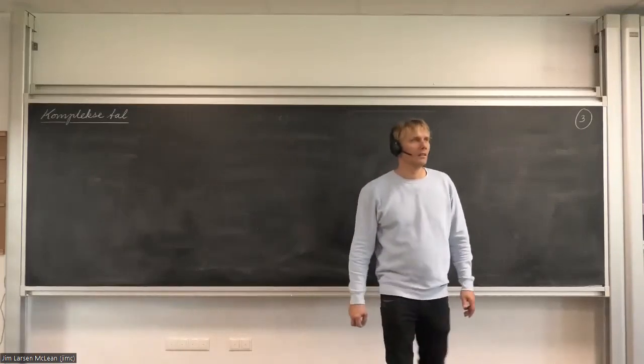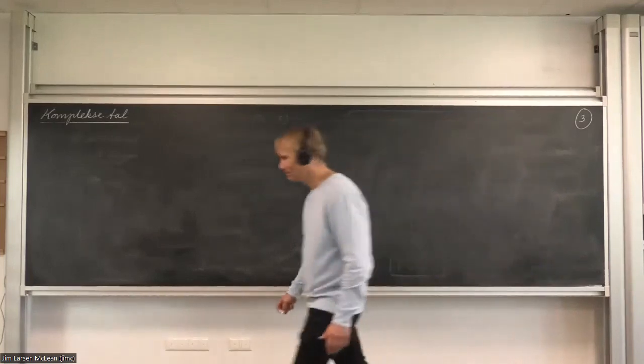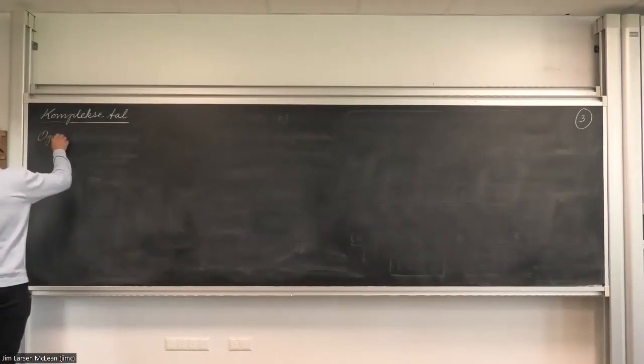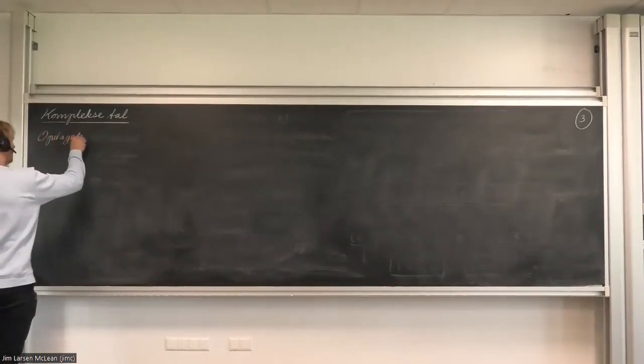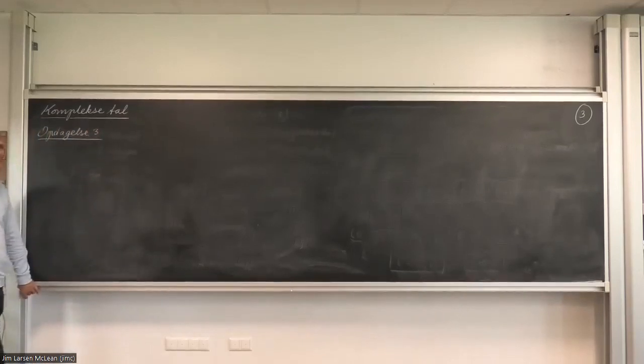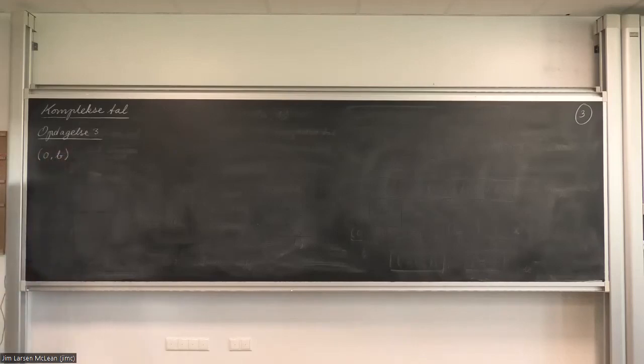Okay, I hope you had a good break. We are now going to make discovery number 3. I wonder what happens if you take a complex number (0, b). What kind of complex number is that? It's a complex number where the first coordinate is 0 and the second coordinate is not 0. That means it's a number that lies on the y-axis. That means it's what we call a purely imaginary number.